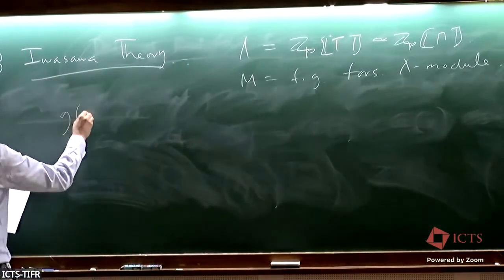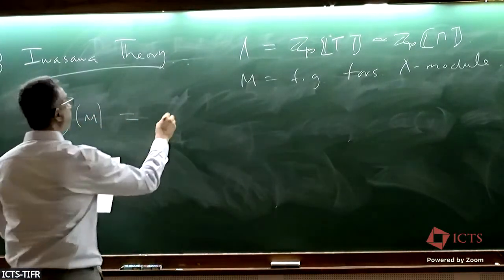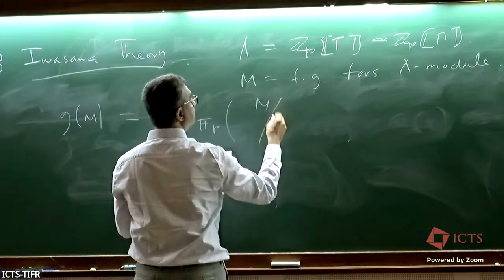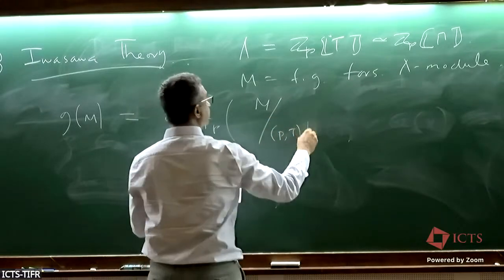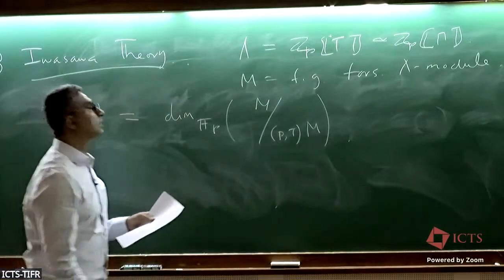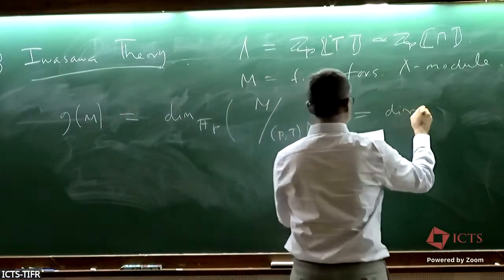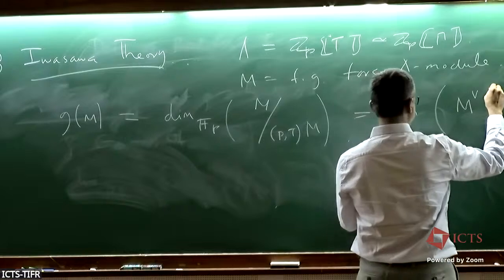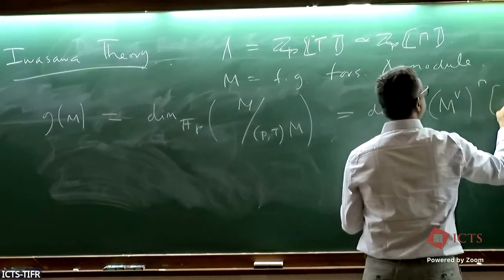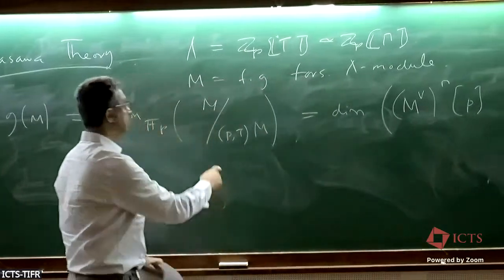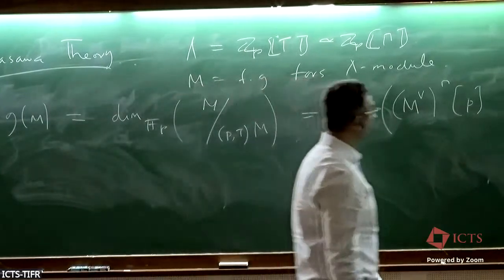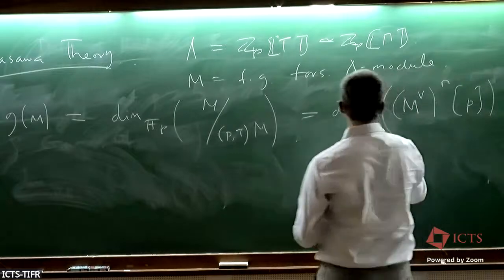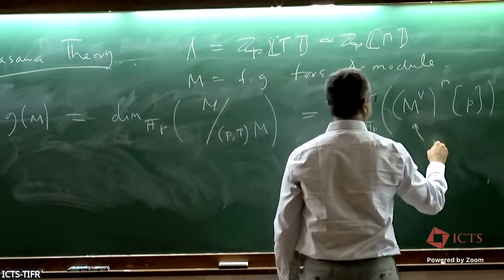We let g(M) be, Nakayama lemma kind of thing, the dimension over F_p of M mod the maximal ideal of lambda, which explicitly is just this. And there's also a dual way to express this dimension. You can take the Pontryagin dual of M, take the gamma invariants, and take the p-torsion. The operations are dual to going modulo T and going modulo p. It's also this dimension, where M dual is the Pontryagin dual.